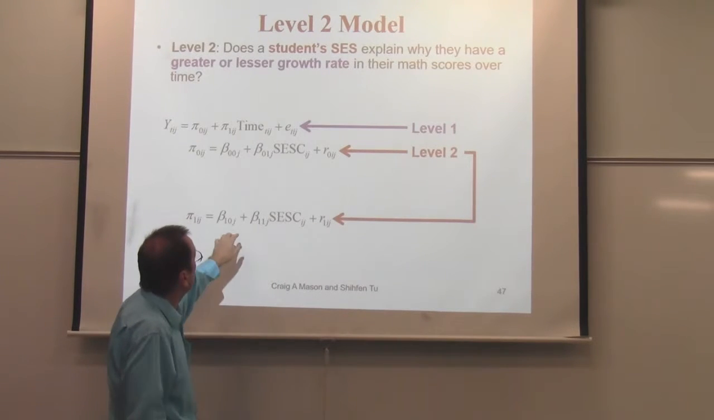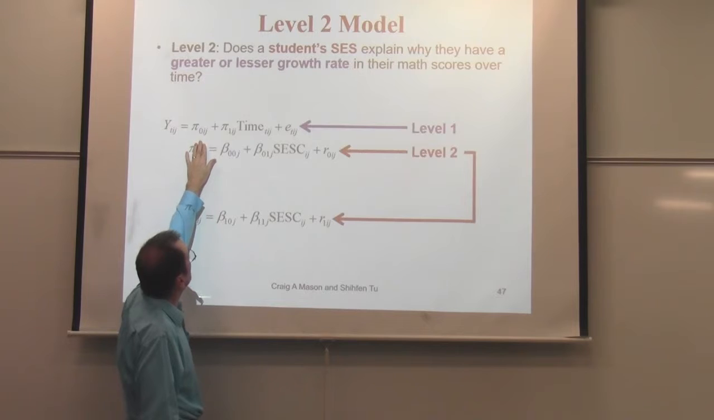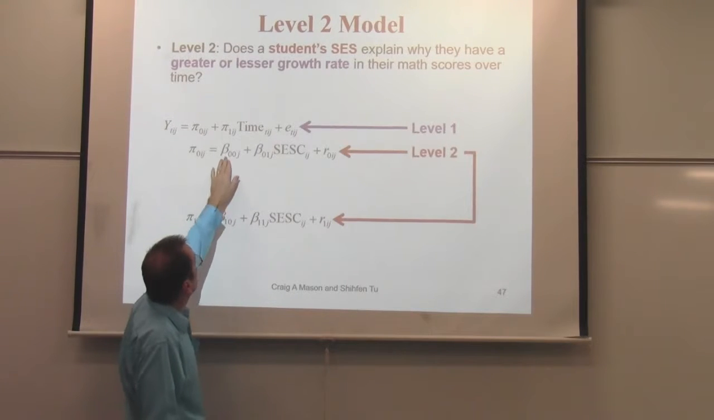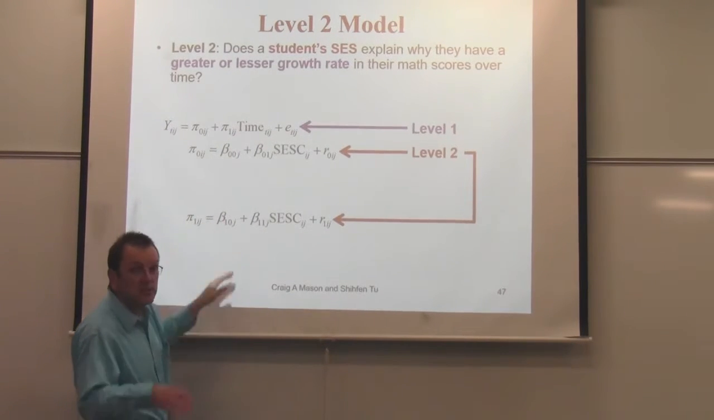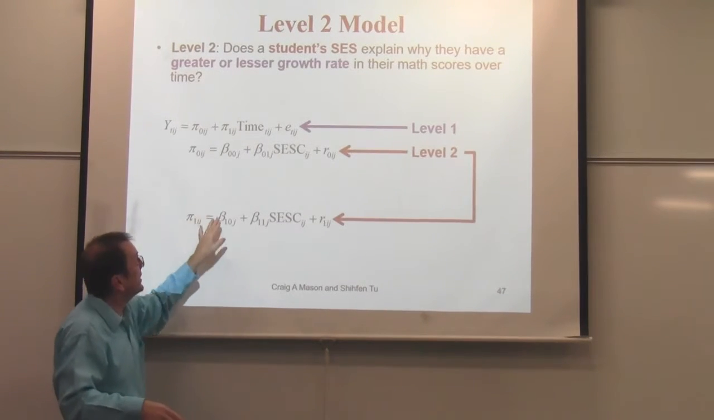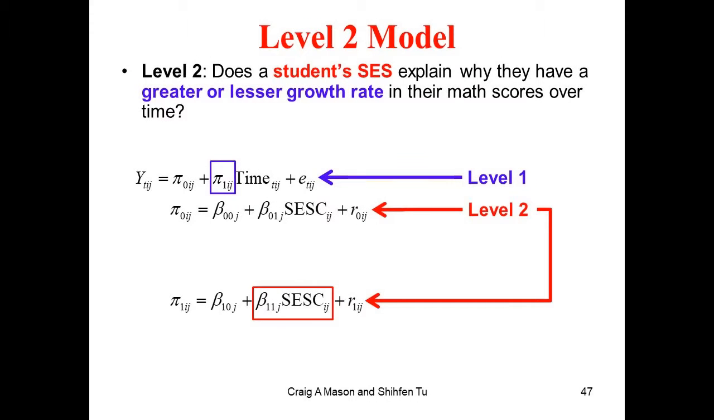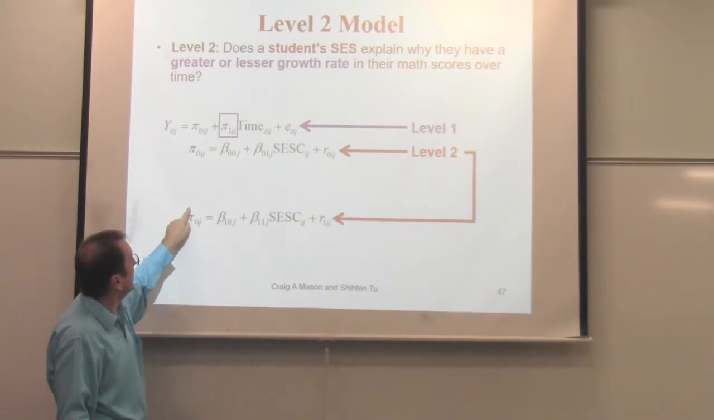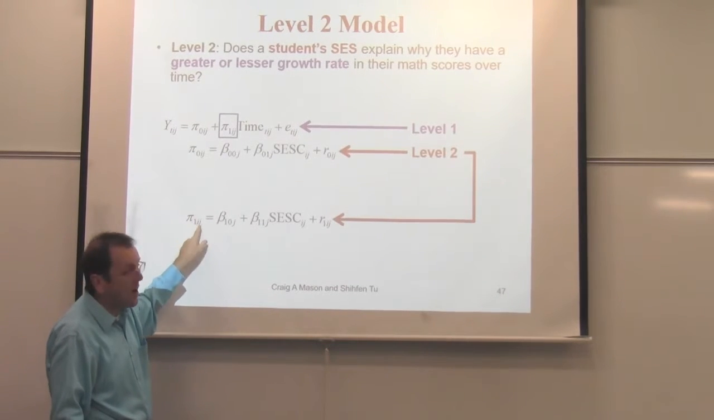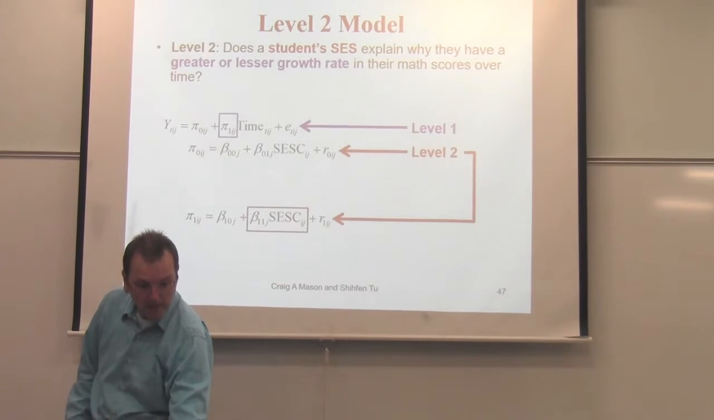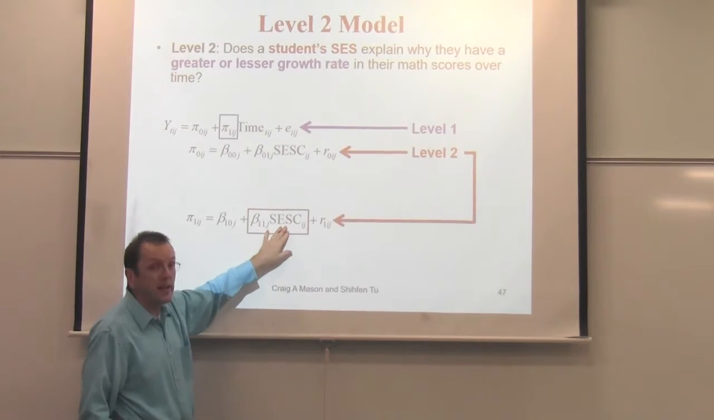Level 2, we can do something similar. Notice we did one level 1 model, then a level 2 model based on pi 0 ij. We can do a second level 2 model based on pi 1 ij, which is the slope. So this is that growth. Here we looked at, is SES related to the intercept? Now we can look to see, is SES related to the growth? We're just plugging in that regression coefficient as our outcome for another level 2 model. And again, we can have SES as a predictor.